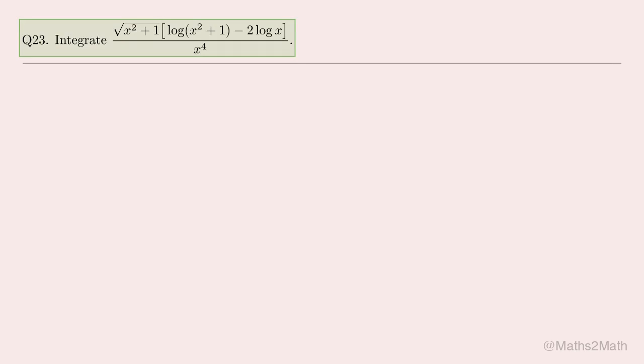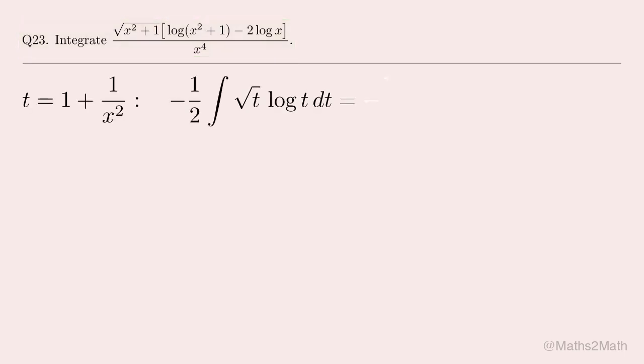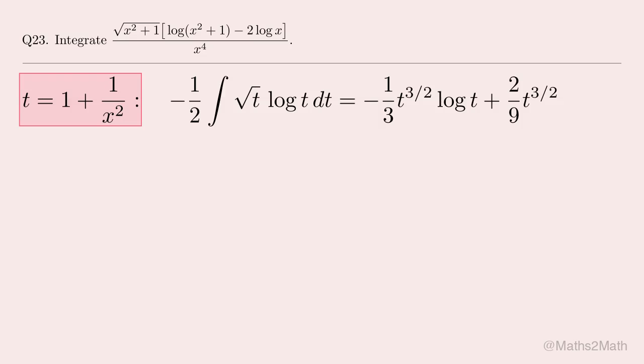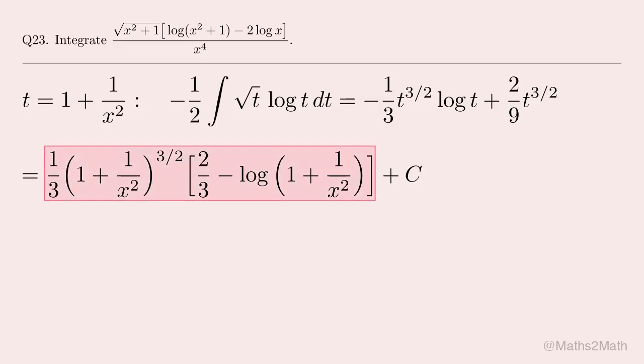Question 23. The last indefinite integral. The log difference is log of 1 plus 1 over x squared. That same bracket becomes the substitution. With t as 1 plus 1 over x squared, the whole integrand reorganizes into minus half root t log t dt, integrated by parts. Package the result in the book's factored form.